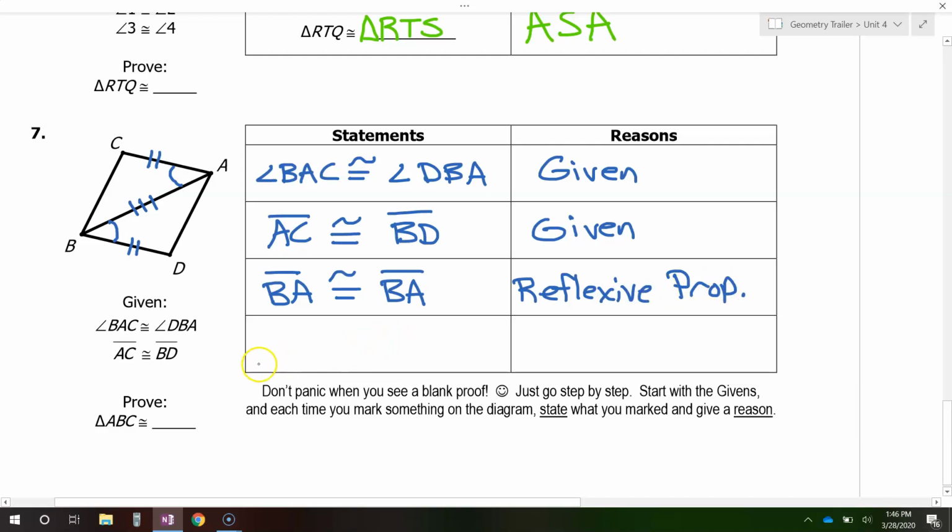All right, now it's time to say the thing that we were trying to prove, which is that triangle ABC is congruent to the other triangle. We have to put the letters in the right order. Focus on one triangle at a time. All right, so let's make a yellow triangle, and we'll leave the other one white.